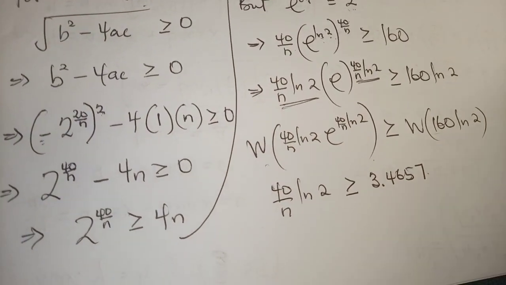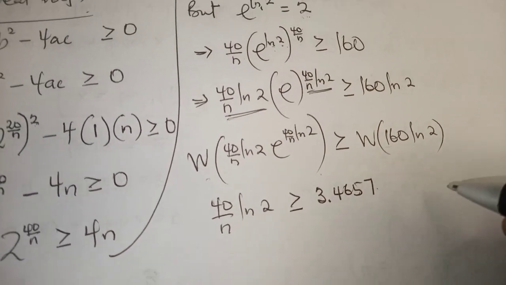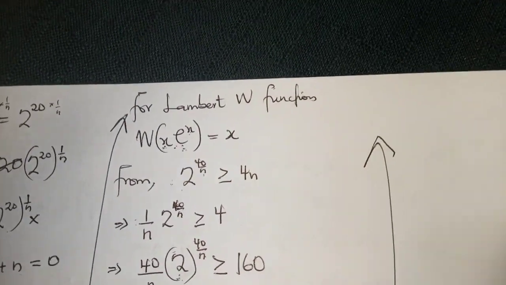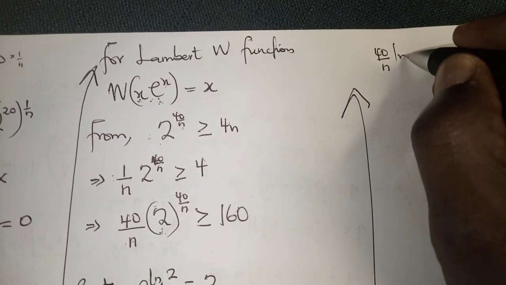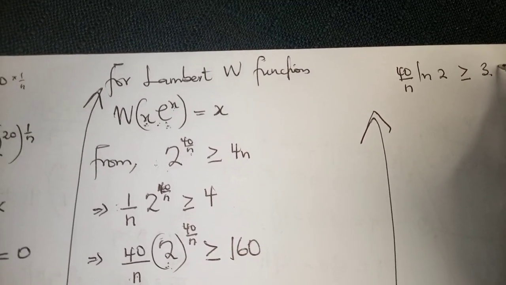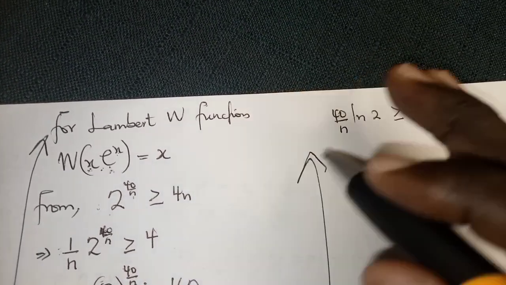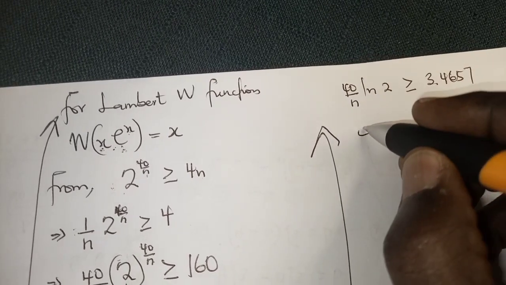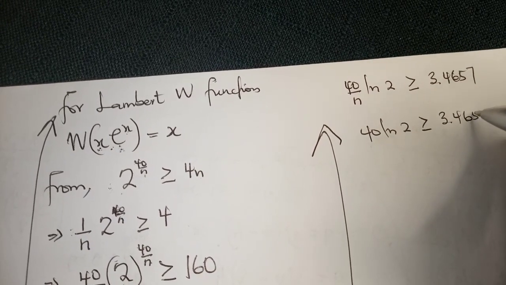So this is it. Now from here we continue, so we simplify. So we'll be having 40 on n ln 2 greater than or equal to 3.4657. So we continue simplifying this. Remember, now it's just to make n the subject, so we have 40 ln 2 times n, sorry, greater or equal to 3.4657.